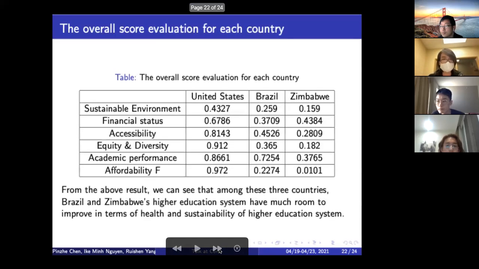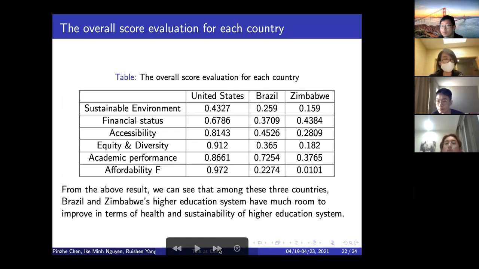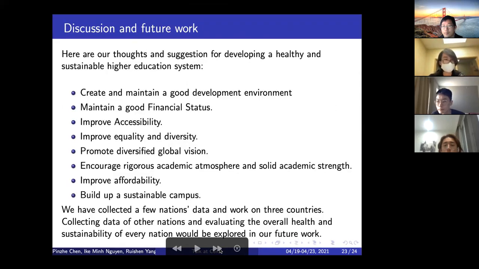So we ended up with an overall score evaluation table for the three countries. As you can see, the US scored up to 0.8 for accessibility, while Zimbabwe only scored 0.28, meaning that higher education is more widely available in the US, and there is much room for improvement in Zimbabwe. And here are some of our suggestions for a better higher education system.